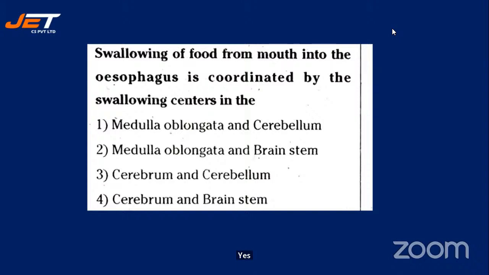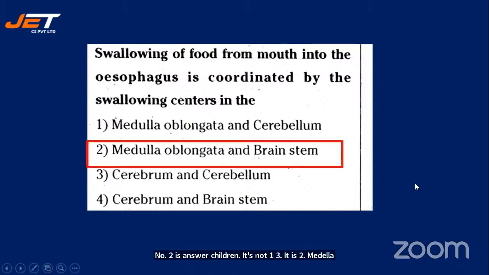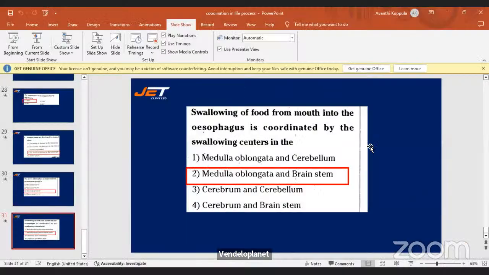No. 2 is the answer, children. It's not 1, 3. It is 2. Medulla oblongata and the brainstem. It is medulla oblongata and the brainstem is the correct answer. So with this, we have done few topics in our coordination, the life process.